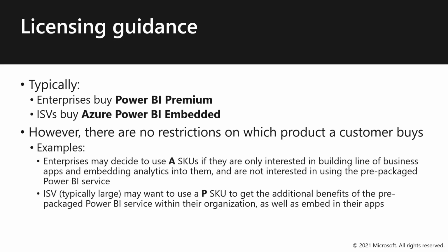For example, enterprises may decide to use A SKUs if they are only interested in building line of business apps and embedding analytics into them, and are not interested in using the prepackaged Power BI service. And we have many enterprises like that, for example. ISVs, typically large ISVs, may want to use a P SKU to get the additional benefits of the prepackaged Power BI service within the organization, as well as embed in their apps.